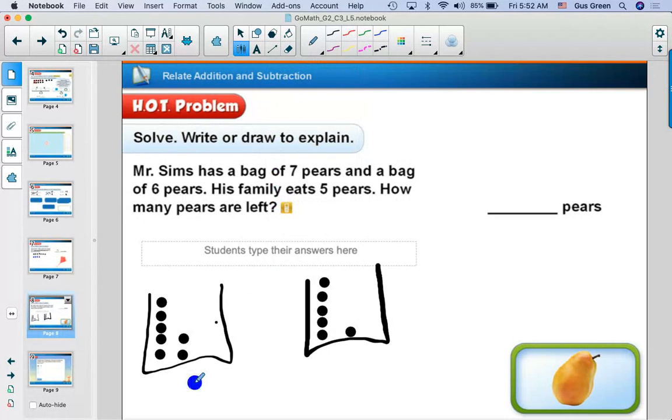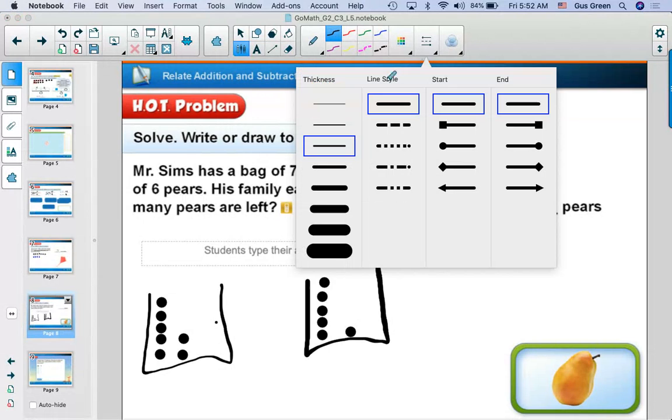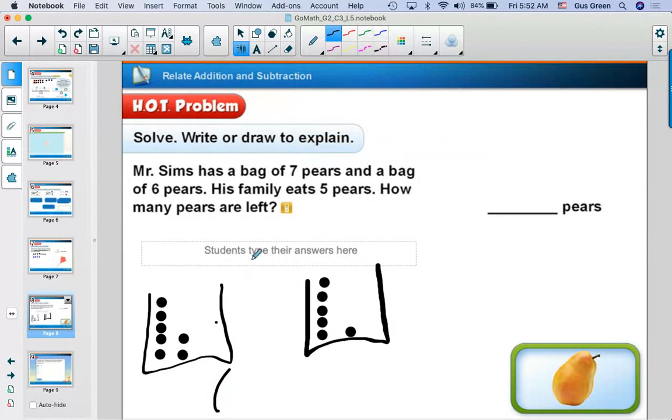So if we added those two together, it would be... Whoa, that's not going to work. Sorry about that. Let's do a skinny pen. So if we add them together to find out how many pears he has all together, it would be 7 plus 6. He has 13 altogether. We know that.